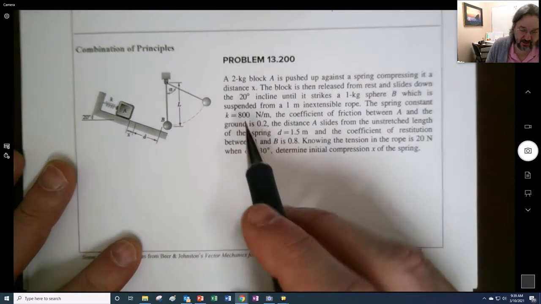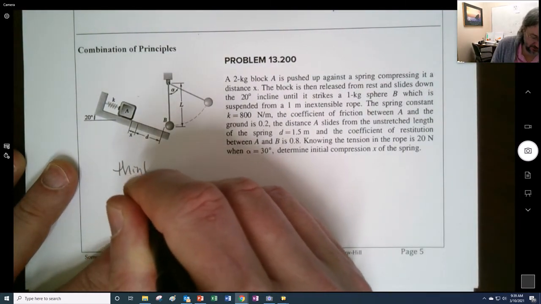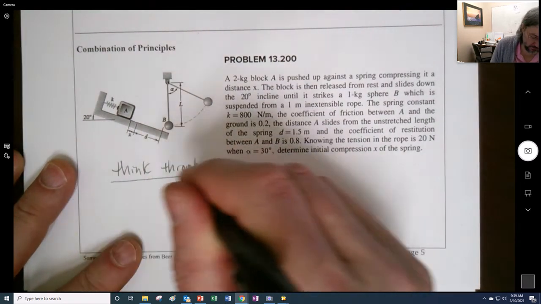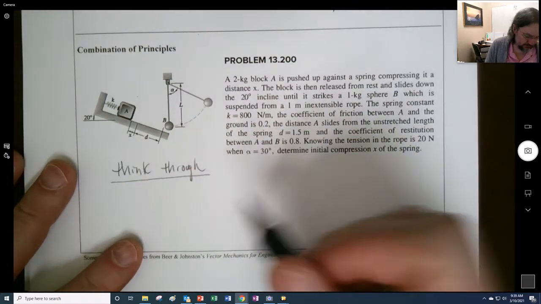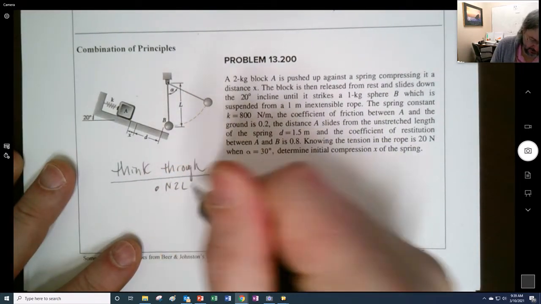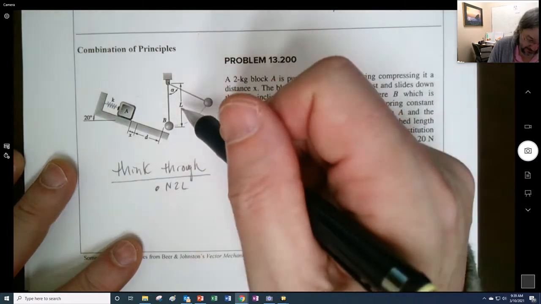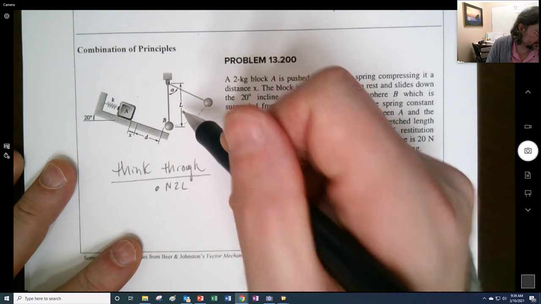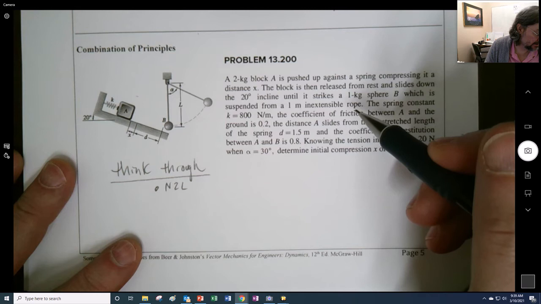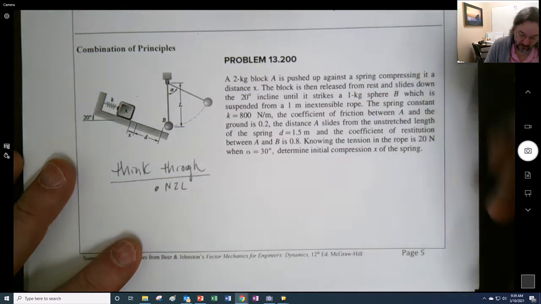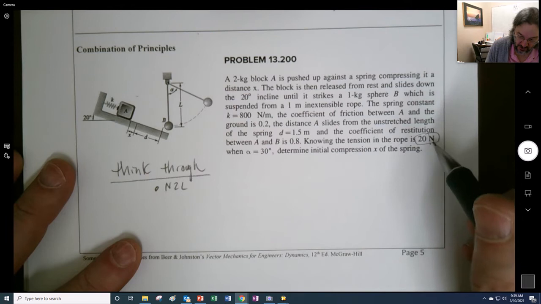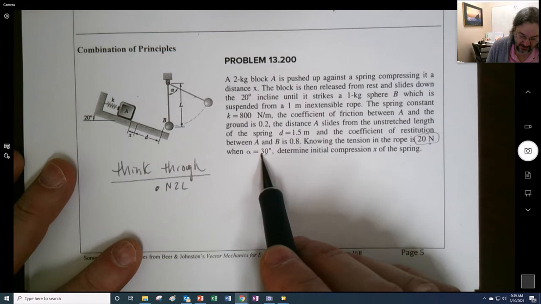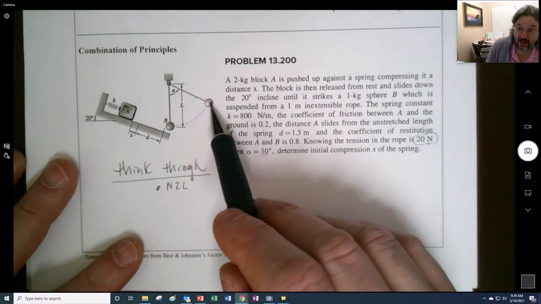So we want to think through this problem. All right, so first off, use Newton's second law, knowing the tension of the rope. They told us the tension of the rope when it's right here, right? So that's not necessarily, has it stopped at this point?